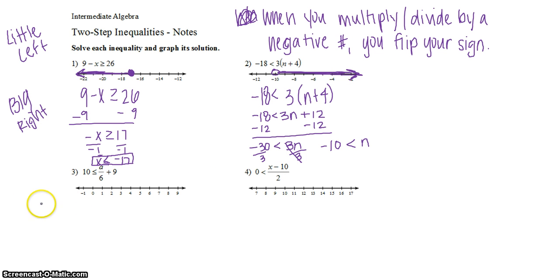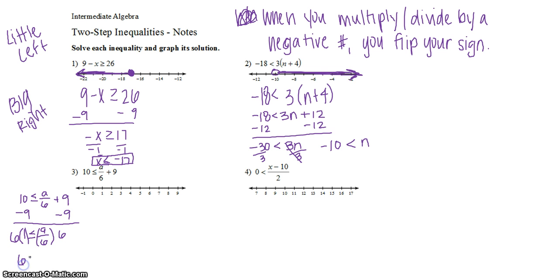On number 3, I have 10 is less than or equal to a over 6 plus 9. I'm trying to get to the a. It is being divided by 6, and there is a plus 9. If you look on that right side of the equation, the 9 is what's furthest away. So I want to move it first. So I subtract 9. So now I have 1 is less than or equal to a over 6.